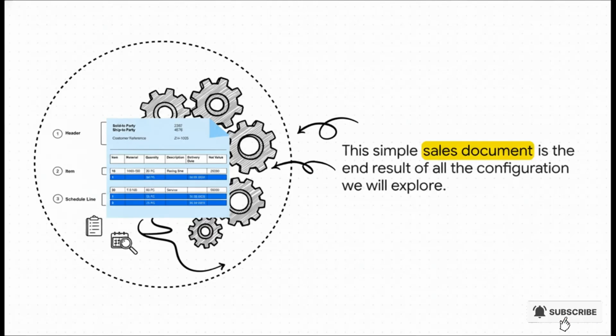So here's our main character. This is just a basic sales document, the kind of thing you see every day. And we're going to take what I call an outside-in approach. We're starting with the finished product, this familiar screen, and we're going to work backwards. We're essentially going to reverse engineer this document to understand the deep-down configuration that makes it all possible.